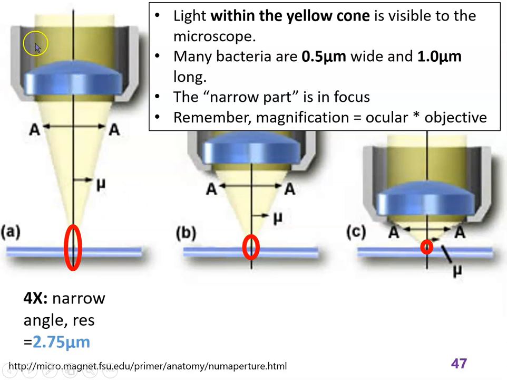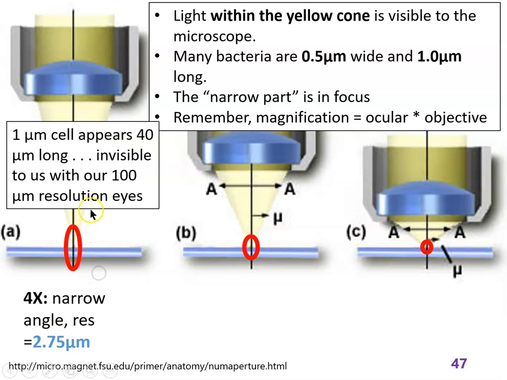So our lowest power objective, 4x, it gives us a resolution of around 2.7 micrometers. It also gives us a good depth of field. It's easy to focus this objective. And if we're trying to look for a bacterial cell that's 1 micrometer long, this magnification, 40x total, 4 times the ocular 10, 40x magnification, that 1 micrometer long cell will look like it's 40 micrometers long. We have 100 micrometer resolution, so we can't really see a bacterial cell using this objective.